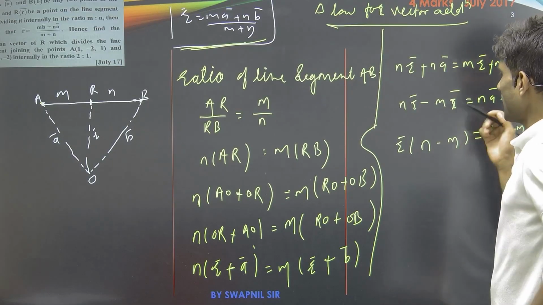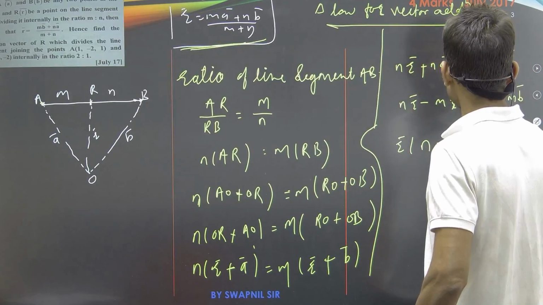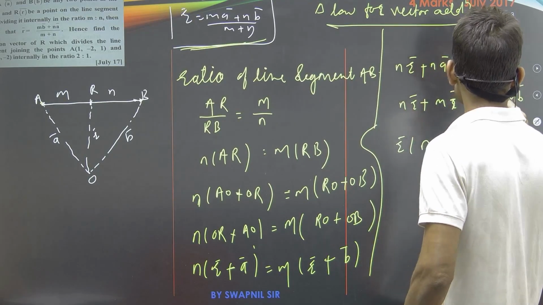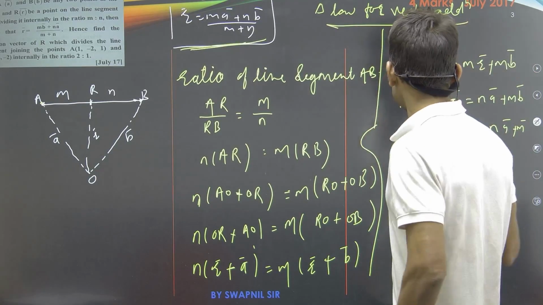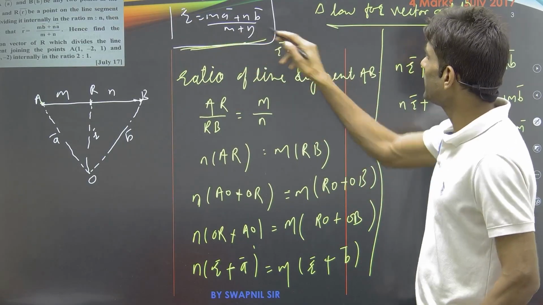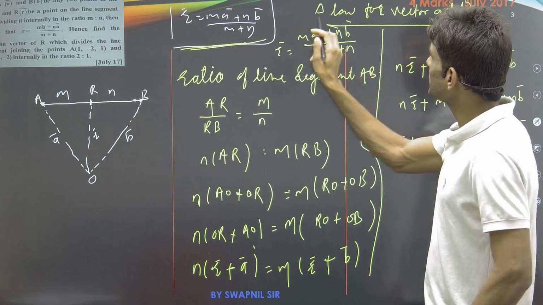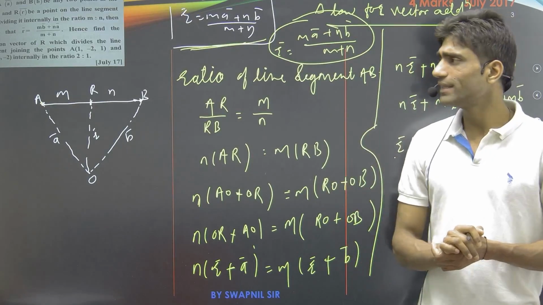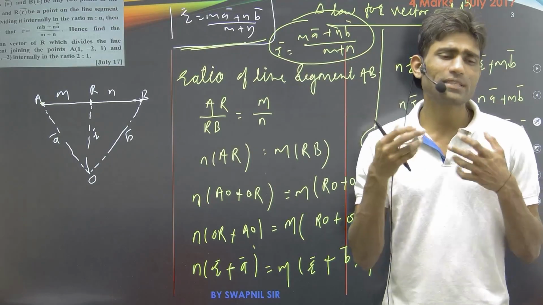Then n r bar as it is here, and positive m r bar goes here. Then n a bar plus m b bar goes to the positive, so it gives us the positive sign here. After that we have taken r bar common. Under the bracket we remain with (m a bar plus n b bar) upon (m plus n), which is our required proof for the section formula for internal division. It is just a simple proof that comes in 2 to 3 steps only.